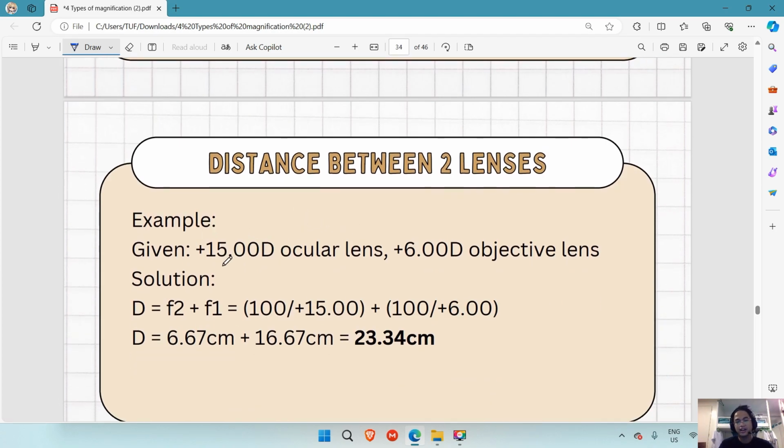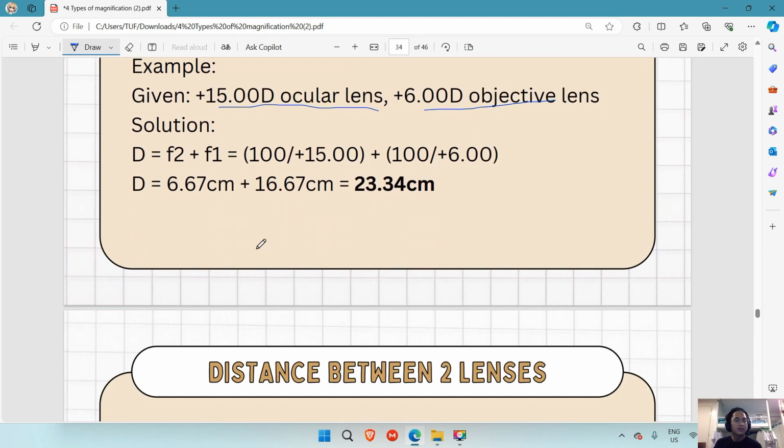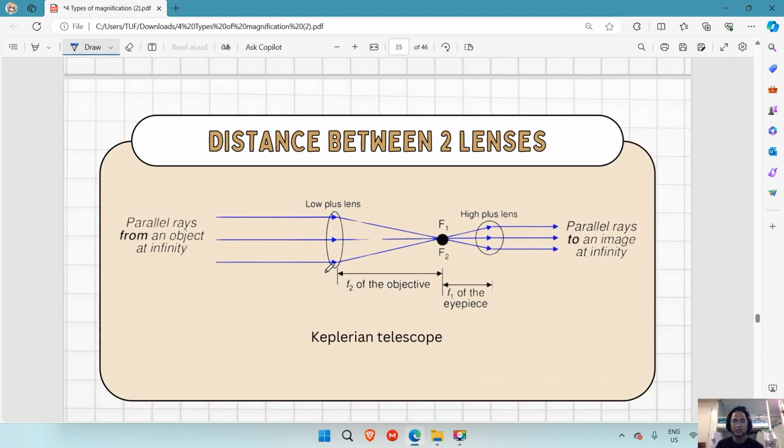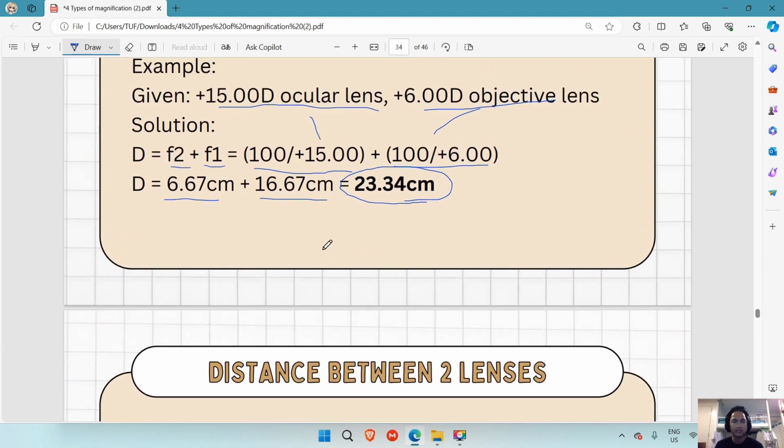Another example, let's have the Keplerian system. It is the same process. Simply substitute the focal lengths. So 100 over 15, and then for the objective it is 100 over 6. Simply substitute and you will arrive at the answer of 23.34 centimeters. So it is added, because this is what the Keplerian telescope looks like.